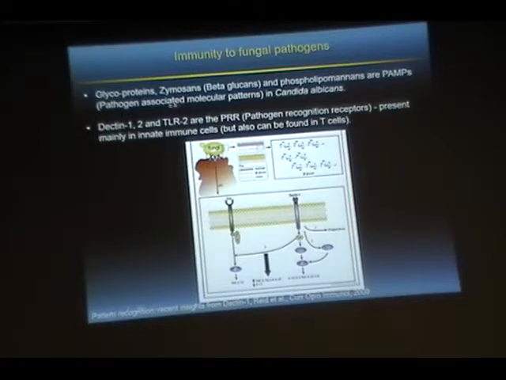Okay, so the immune response or the immune cells have specific receptors to respond to these. So in Candida albicans, these PAMs are present, and the immune cells have dectin-1, dectin-2, and TLR2, and these are the pathogen recognition receptors that respond to these glycoproteins, zymosans, and phospholipomannans. Okay, so these are present in many innate immune cells.